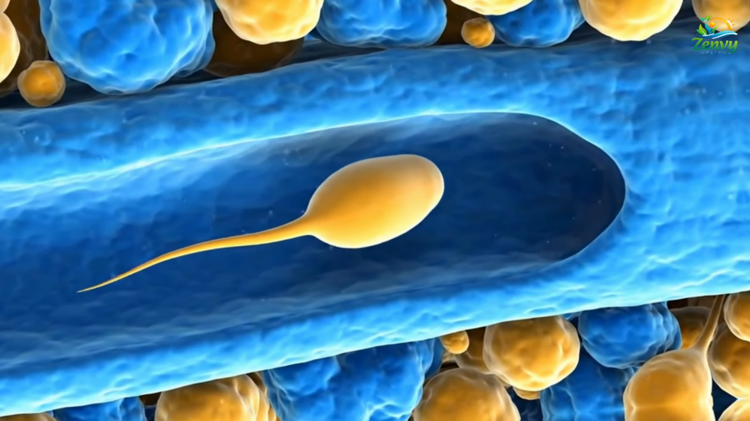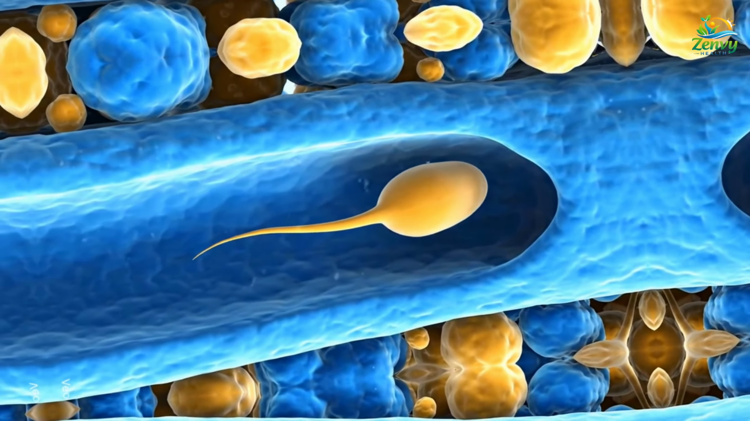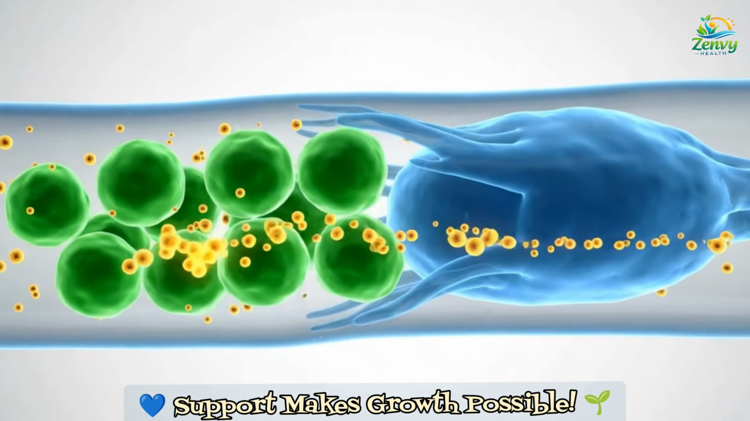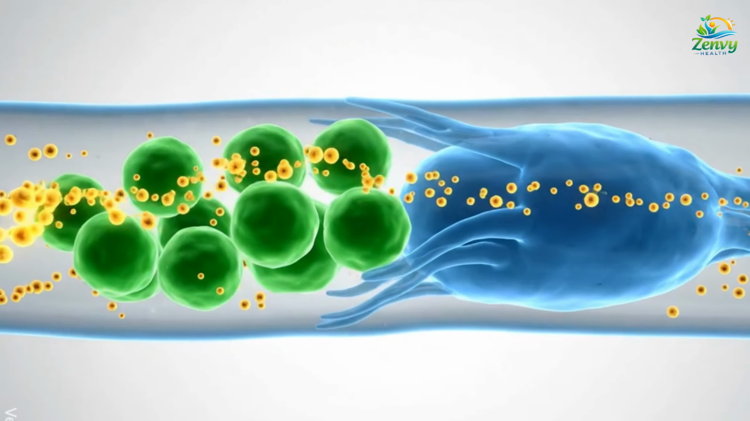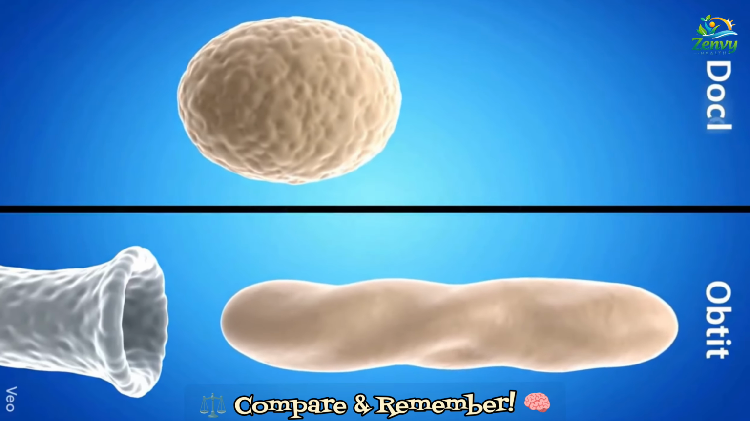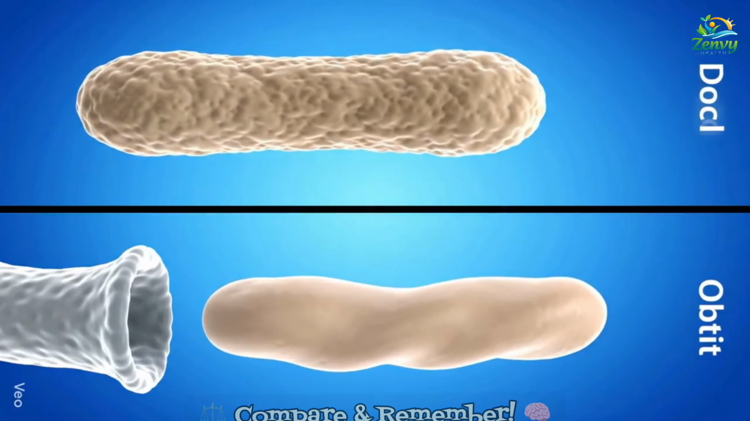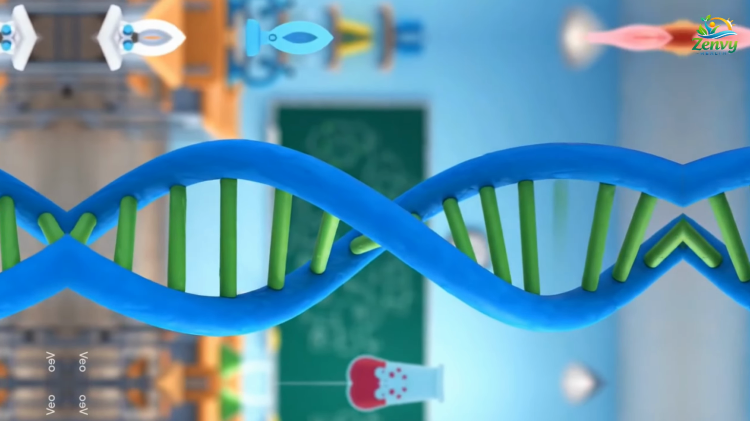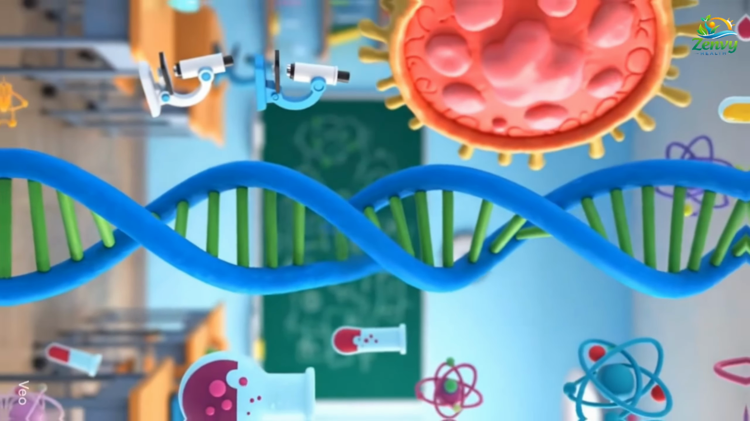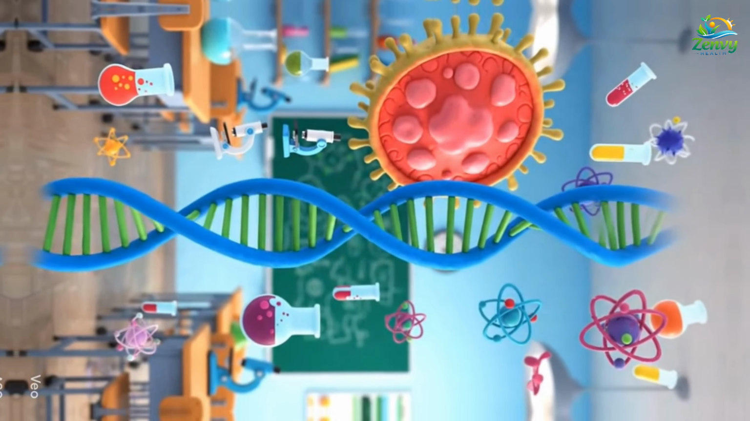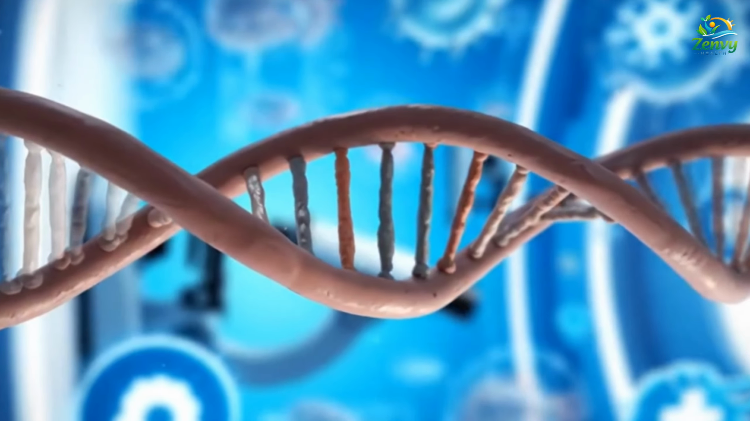Let's now compare the two processes. Spermiogenesis is the transformation of an immature spermatid into a mature sperm cell through structural modifications. Spermiation, on the other hand, is the release of that mature sperm from the Sertoli cells into the lumen of the seminiferous tubules. Spermiogenesis is about formation, while spermiation is about release.